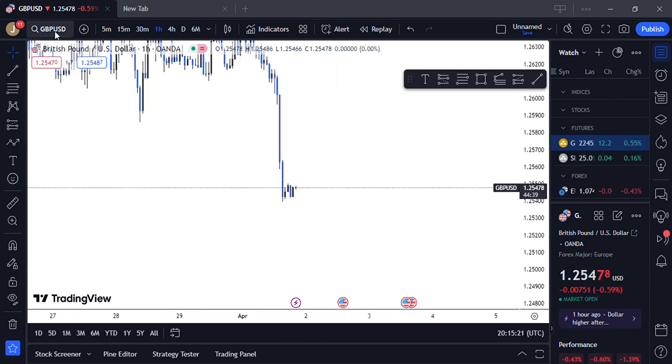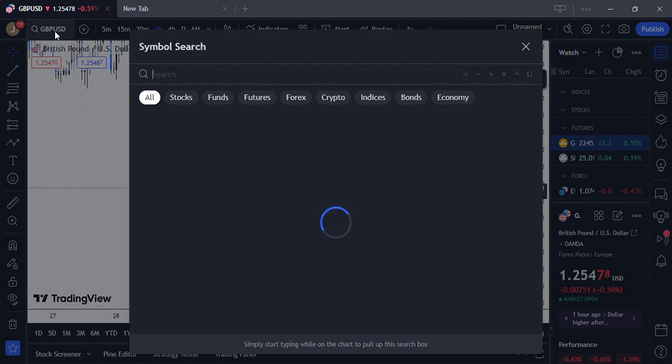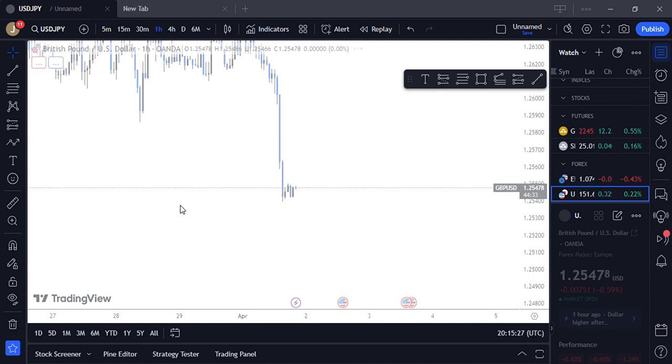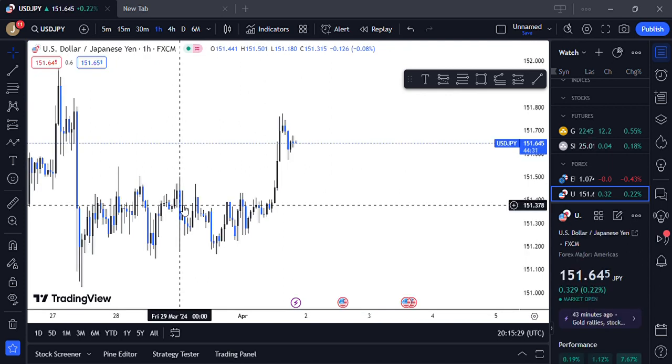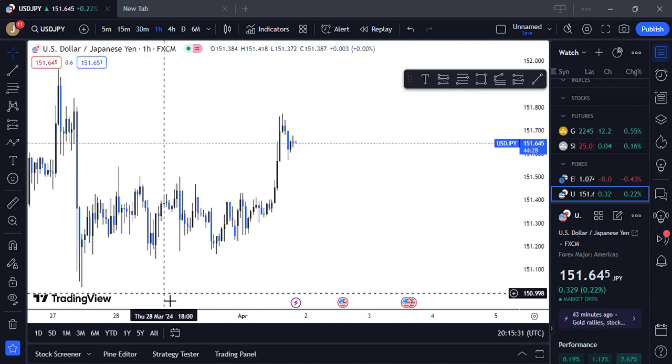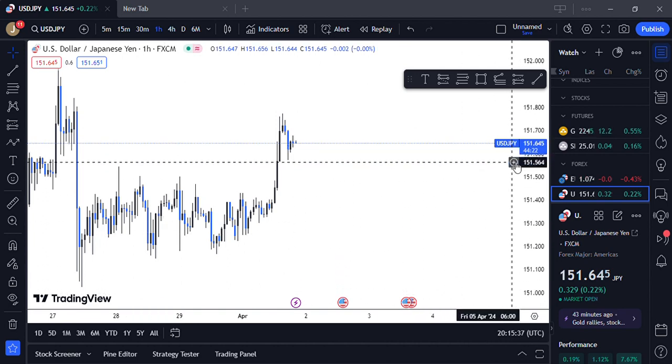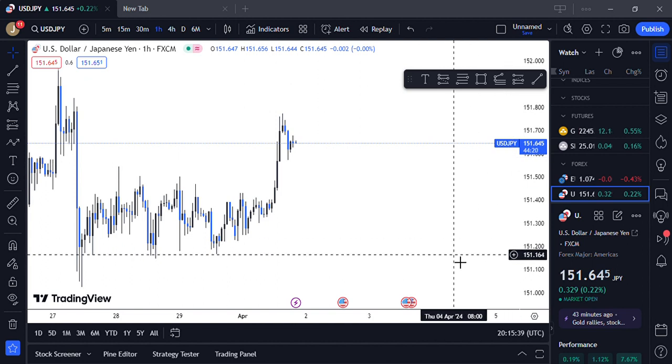Let me look for the next. Let me do USD JPY. JPY is the Japanese yen, from Japan. So now remember the second one, JPY, this one here, 151. Let's just use the first digits and not use the commas.